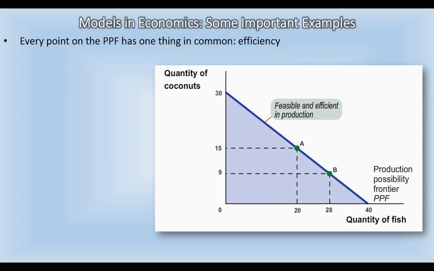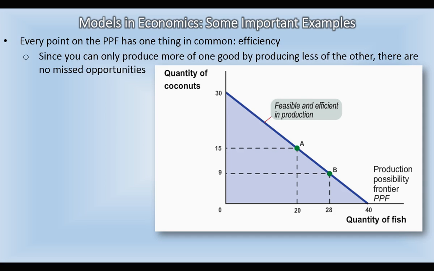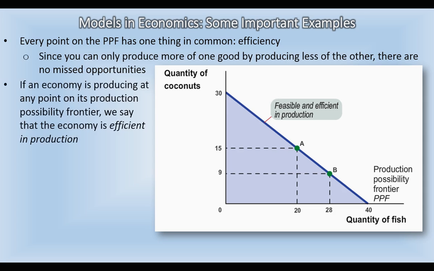Every point on the PPF has one thing in common, and that's efficiency. Since you can only produce more of one good by producing less of the other, there are no missed opportunities. That's what we mean by efficiency in this case. If an economy is producing at any point on its production possibility frontier, we say the economy is efficient in production. That's what we're talking about here specifically, production.